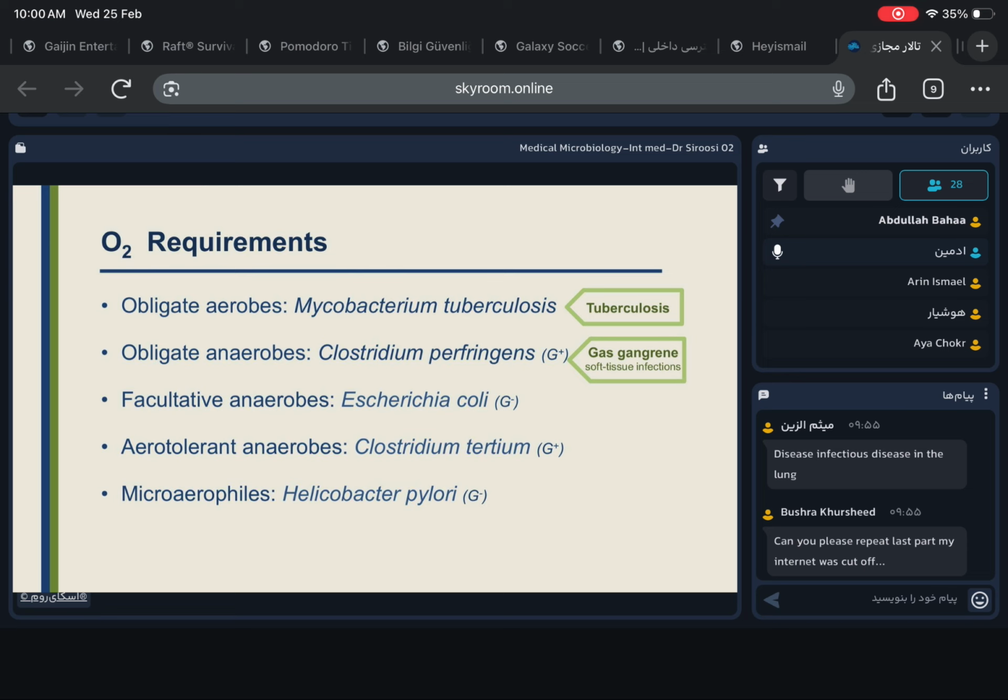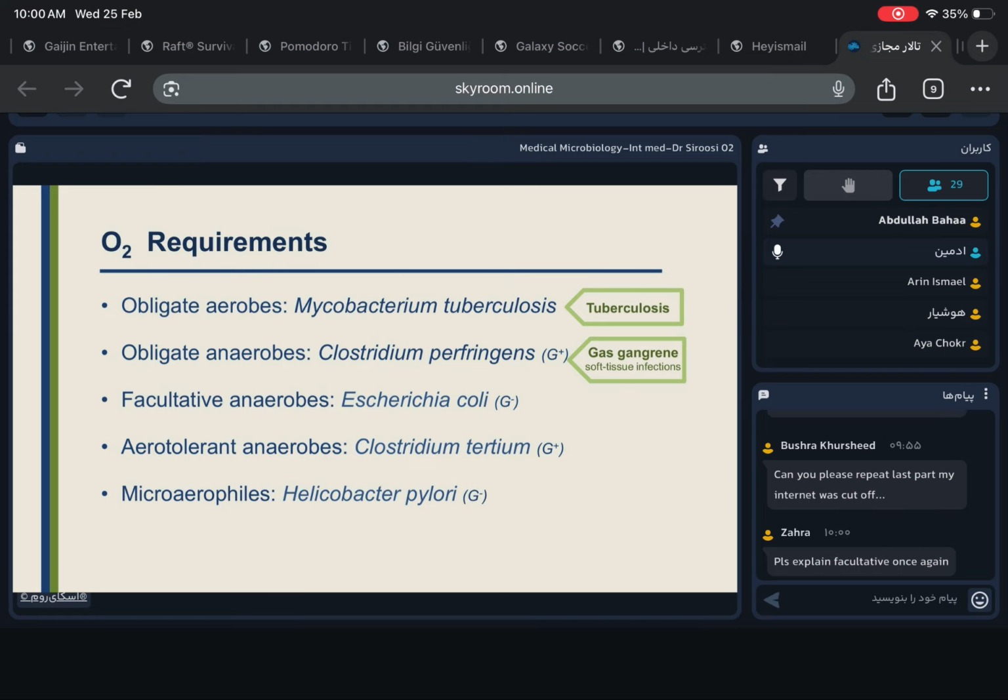And finally, we have aerophils. This group of bacteria needs molecular oxygen, but only at low concentrations. An example is Helicobacter pylori, which is a gram-negative bacterium. Facultative anaerobes are able to grow in the presence and absence of molecular oxygen, okay? So they don't care if the molecular oxygen is present or not.